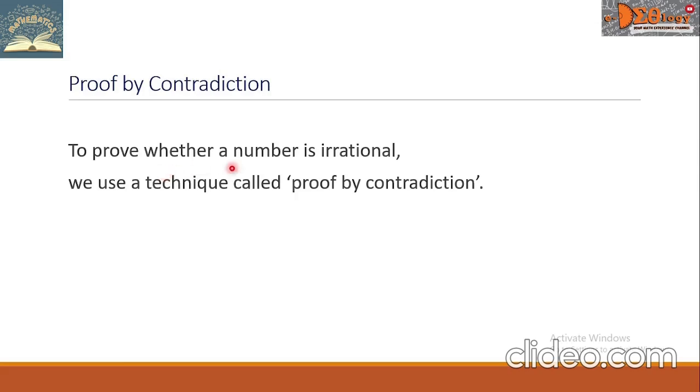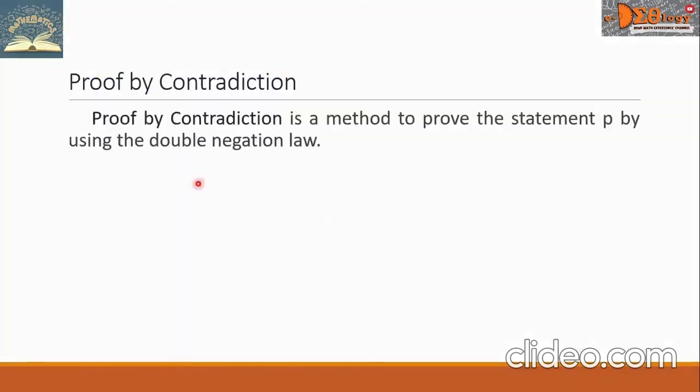Now we have proof by contradiction. To prove whether a number is irrational, we use a technique called proof by contradiction. Proof by contradiction is a method to prove the statement P by using the double negation law. This method consists of 3 steps.